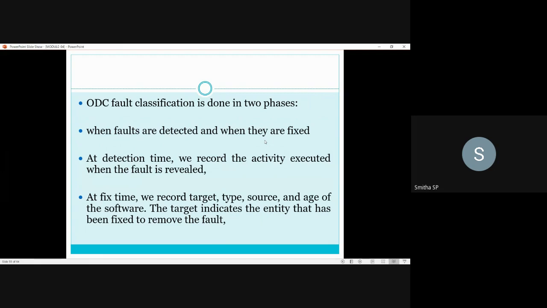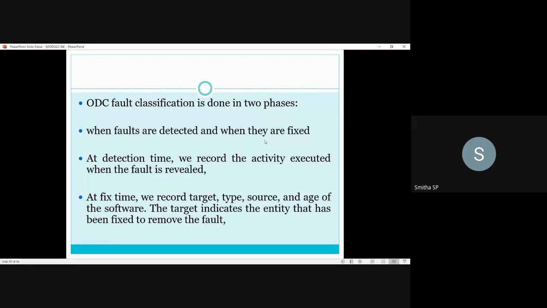So here, when faults are fixed at the detection time, you will record each activity executed when the fault is revealed. And at the fixing time, you record the target of the software, type of the software, source of the software and age of that software.